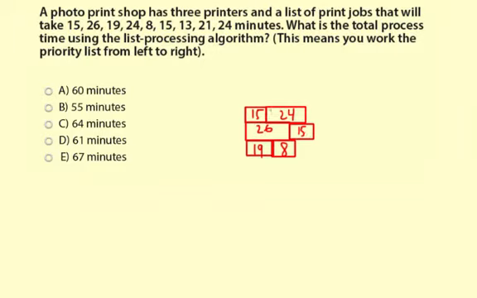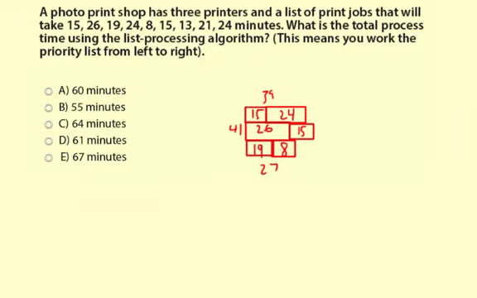What I like to do now is do a subtotal of where each processor is. That way we know where the next process will go. So 15 and 24, that's 39 so far. And then 26 and 15, that's 41 so far. And then 19 and 8, that is 27 so far. So the next job will go down here after the 19 and the 8.